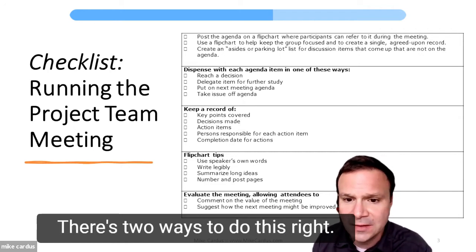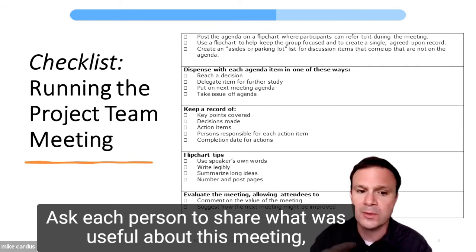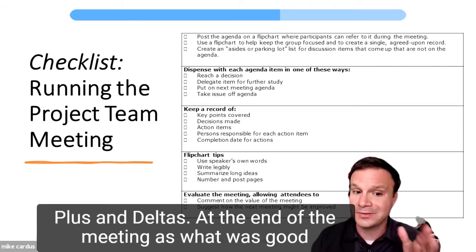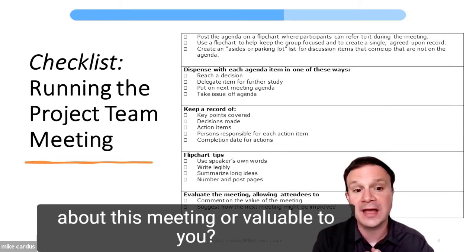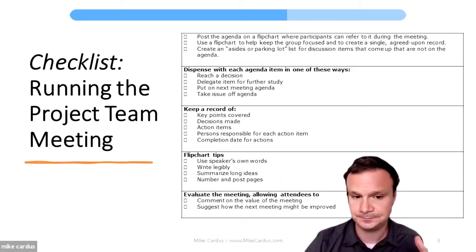There's two ways to do this. Comment on the value of the meeting. Ask each person to share what was useful about this meeting, how we can make it better next time. Plus and deltas. At the end of the meeting, ask, what was good about this meeting or valuable to you? How can we make it better next time? Take those notes, share them.